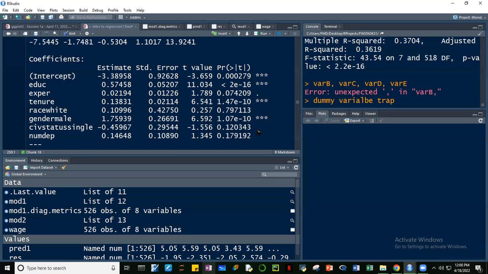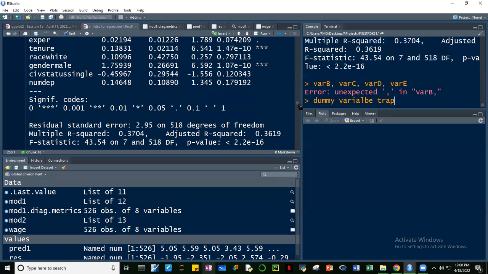So we will not reject the null hypothesis that B6, okay, is equal to 0. Remember guys, ito may mga hypothesis to. B0 is equal to 0, B1 is equal to 0, B2 is equal to 0, hanggang B7 is equal to 0. So this is what we call the individual tests of our parameters.